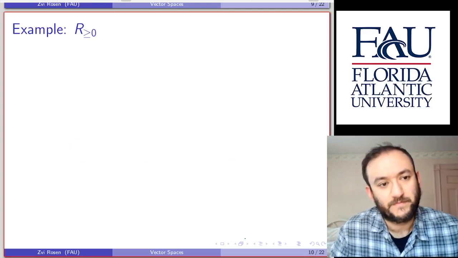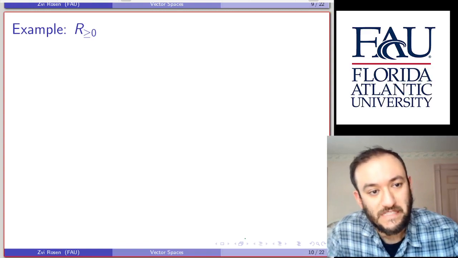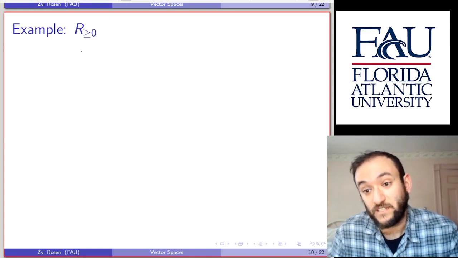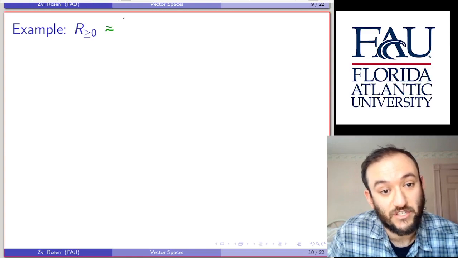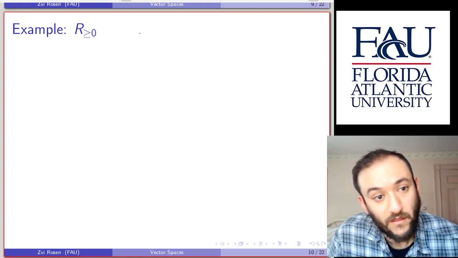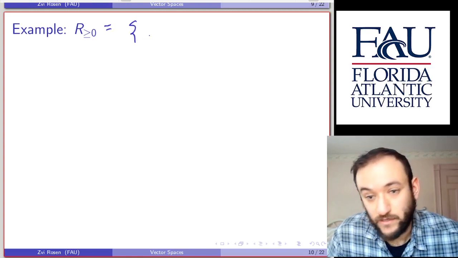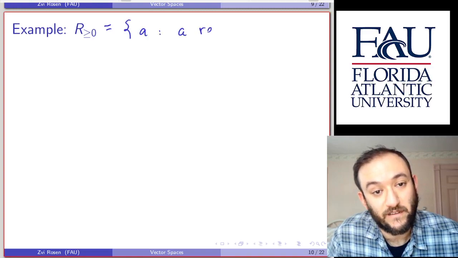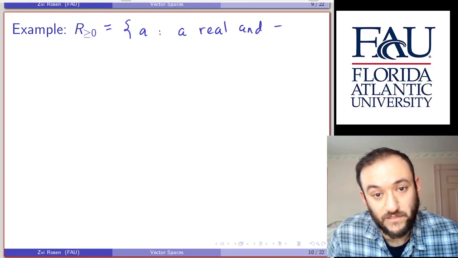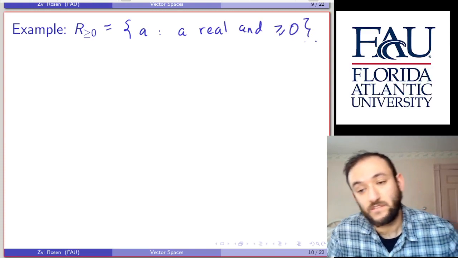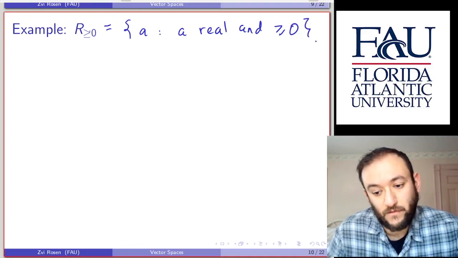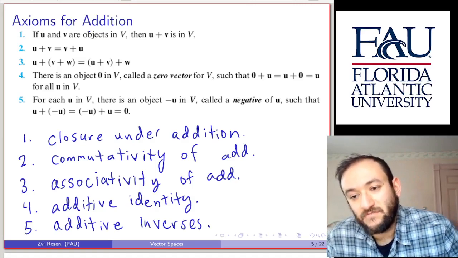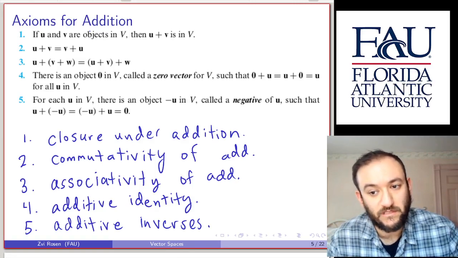Let's look at another example. So this is R greater than or equal to 0. What I mean here is we're going to, instead of taking a vector with 3 coordinates, the set here is just, I'm going to switch back to blue. This is just the set of real numbers A, where A is real and greater than or equal to 0. Okay, so we're not looking at negative numbers. Okay, now let's look up at our list of axioms. Are there any of these that seem unlikely to hold in this set?